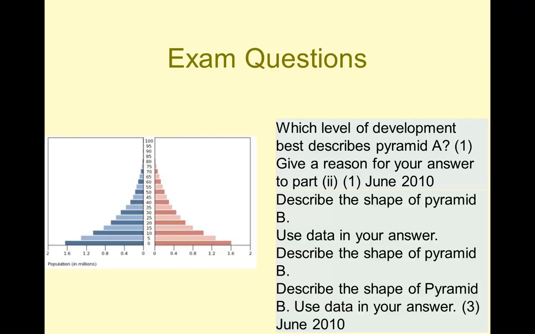I said 6.16 million earlier. It's actually 1.6, so it's 3.2 million in total, and I apologise for that. So you can see the general gist, and you describe the trend. You must use data when you're asked to describe the shape of anything. That ends this screencast.